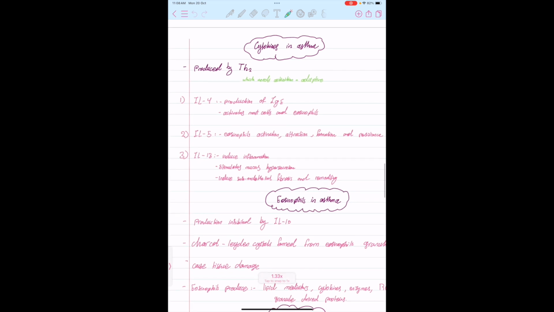Moving forward to the cytokines, let's dive into the cytokines in asthma. They are produced by T helper 2, which needs activation, so it's adaptive. We have interleukin 4, 5, and 13. These are the main ones.